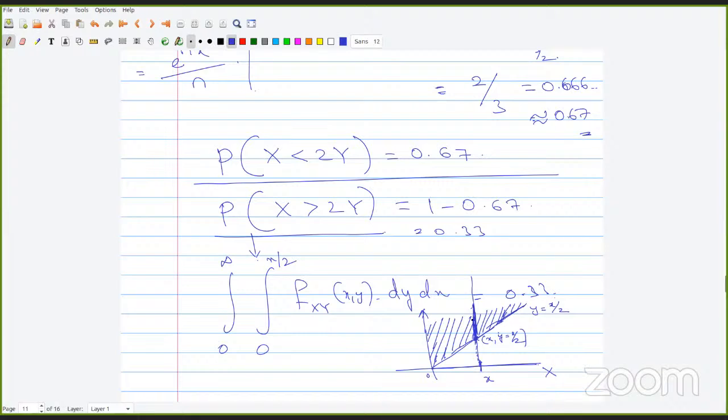That is how. You fix one random variable and find the limits of that independent random variable. With respect to that, you fix the limits of the other, dependent random variable like this.